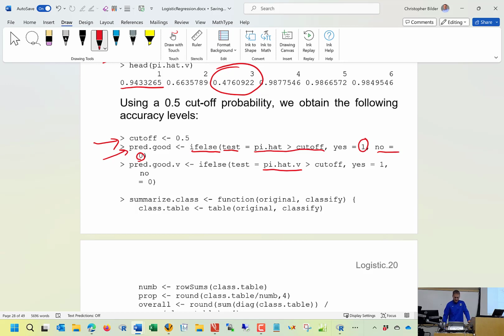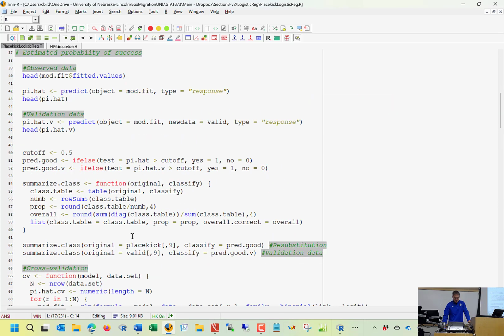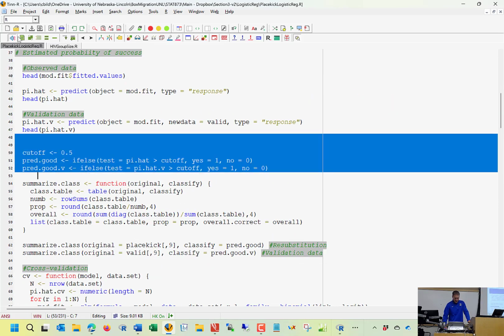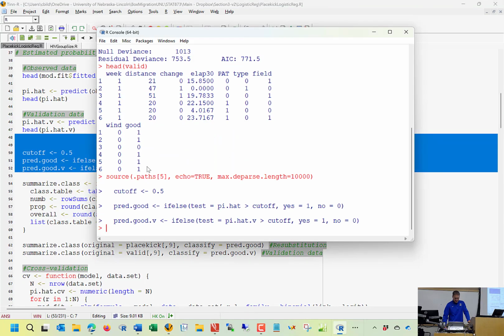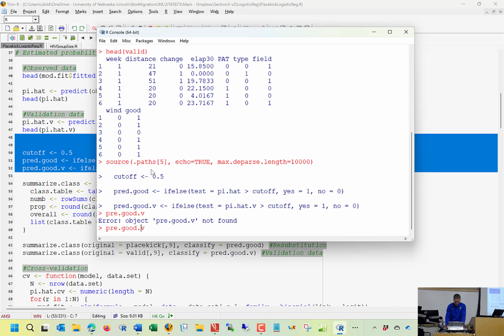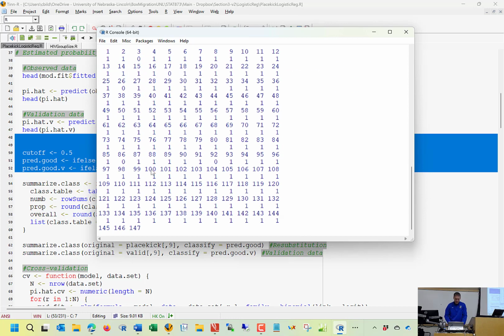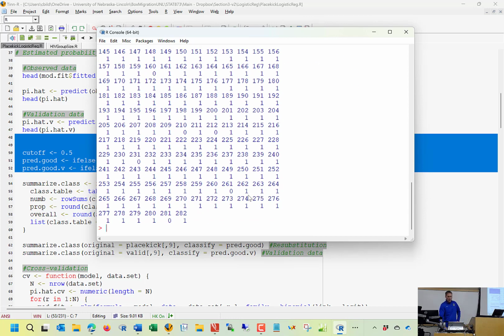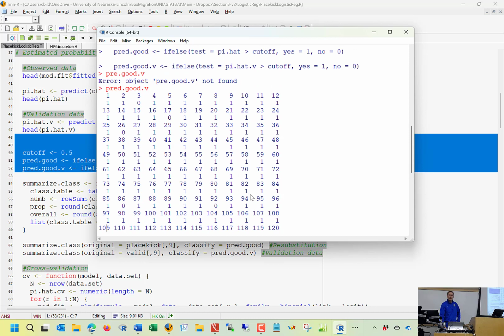Then, let me just show you that indeed that did happen. If I look at pred.good.v, here are all my 1s and 0s for those observations. So this ifelse function works for every single value that you're passing into it for that test.